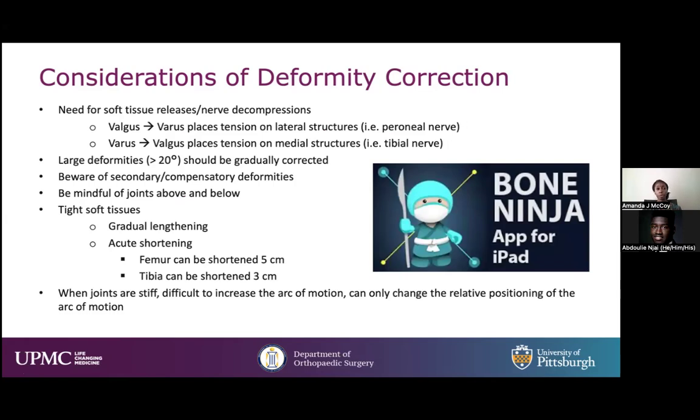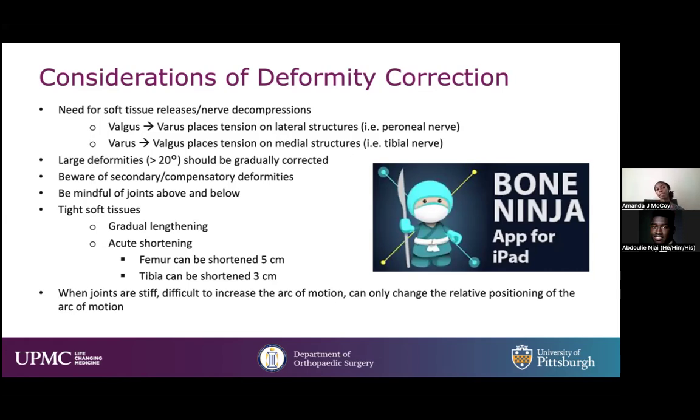As many of you know from doing total knees in your residency, if you have a valgus knee and you put it into varus, that puts a lot of tension on the peroneal nerve. So when you're doing acute correction from valgus to varus, oftentimes you need to do a peroneal nerve decompression. Similarly, if you're going from varus to valgus, then that can put tension on the tibial nerve. If you're doing a very big varus to valgus correction, like in the ankle, then you need to consider doing a tibial decompression or tarsal tunnel release.